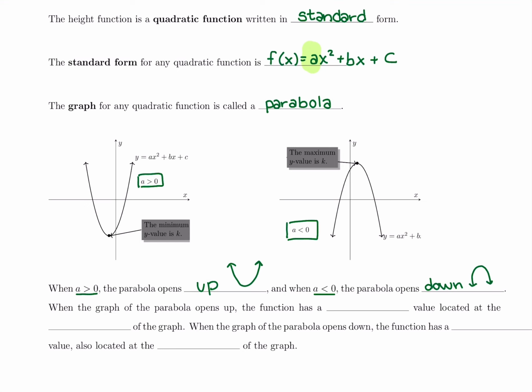When the graph of a parabola opens up, we're going to get a minimum value every time. We have a smallest y value. We're going to have a minimum value located at the vertex of the graph. When the graph of the parabola opens down, the function is going to have a maximum. We have a highest point of the graph, which is a maximum, and that is also located at the vertex. So the vertex could be the max or the min, depending upon which way the parabola opens. So a positive a has a minimum. A negative a has a maximum.